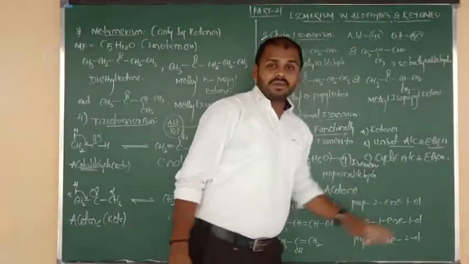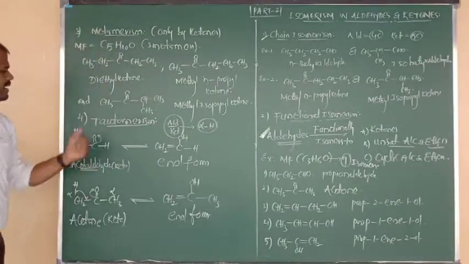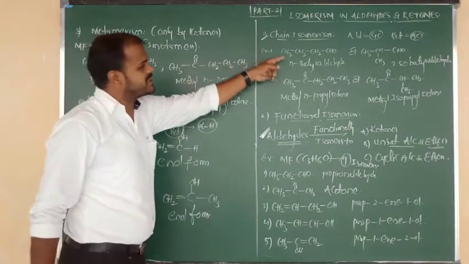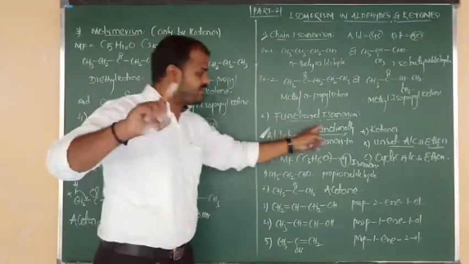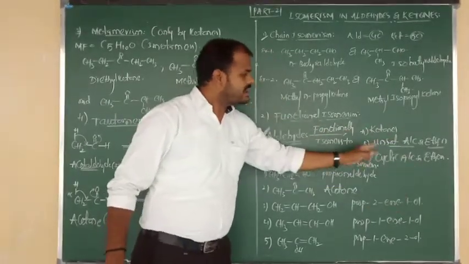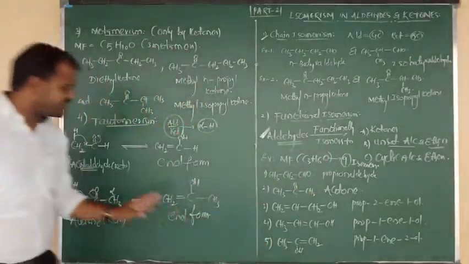Isomerism in aldehydes and ketones. One is chain isomerism, one more is functional isomerism, third one is metamerism, fourth one is tautomerism. Chain isomerism with respect to aldehyde and ketone, two different examples. Functional isomerism: aldehydes are functionally isomers to ketones, unsaturated alcohols and ethers, cyclic alcohols and ethers. For C3H6O, a total of 9 functional isomers are possible.